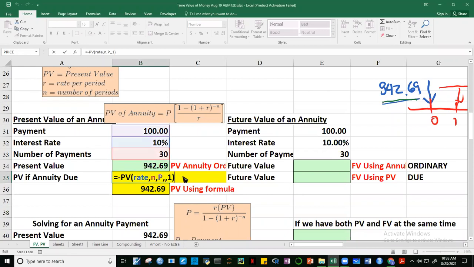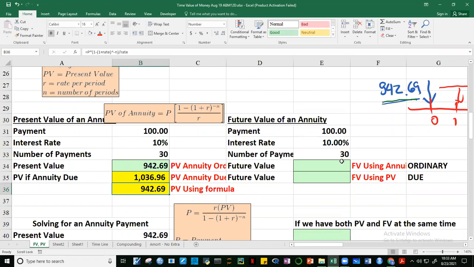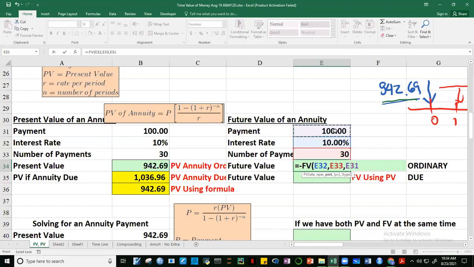Okay, now let's go to now we can get the future value of an annuity. So using the function in Excel, yung future value natin is equal to negative FV. Okay, so same thing. The rate is 10%, comma, N per is 30, comma, PMT is 100. Okay, so we just ignore the rest kasi annuity ordinary naman to. Control enter. 16,449.140. So ano ibig sabihin niyan, guys?